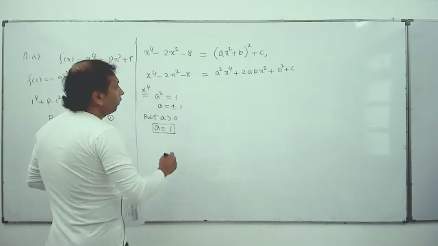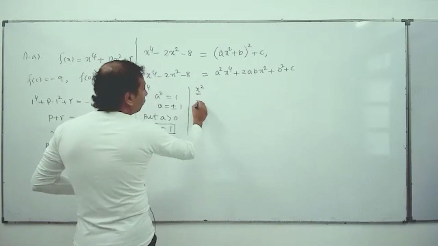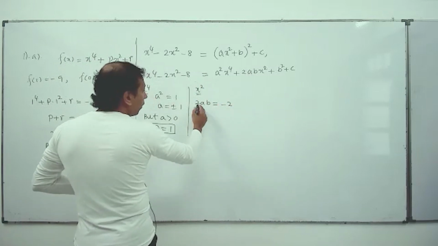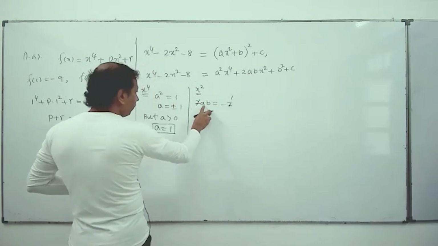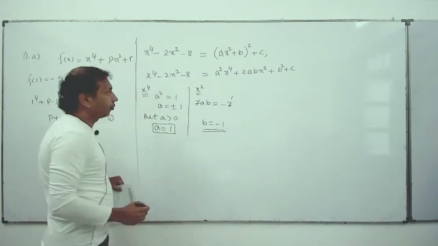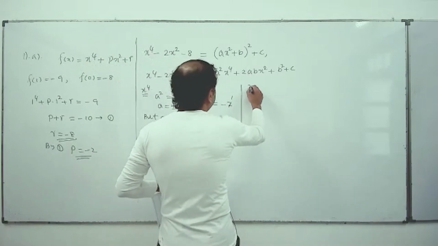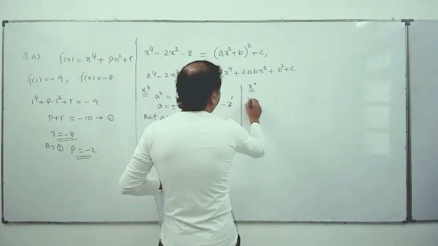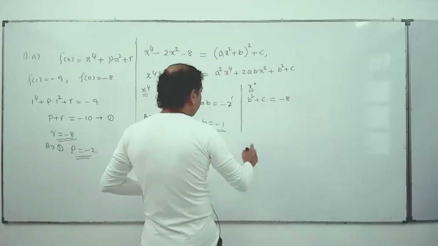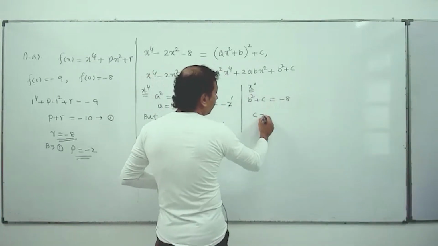Next one, x squared coefficients you can equate. Here right hand side 2ab, left hand side minus 2, and this we can cancel down, we get 1. a is 1, therefore b is minus 1. Then we can equate the constants. Constant means x power 0. Right hand side b squared plus c, left hand side minus 8. They must be equal. b is minus 1, no? Then 1, take it right hand side, c is minus 9.